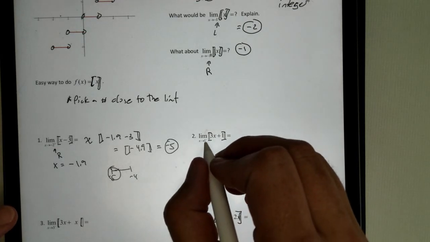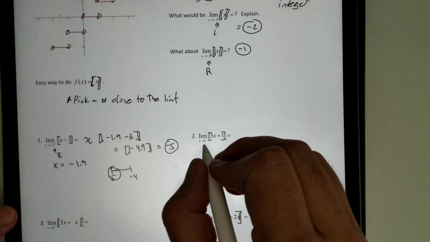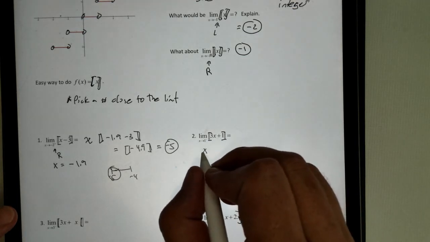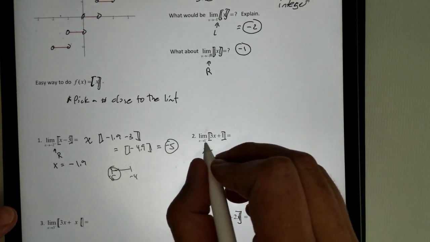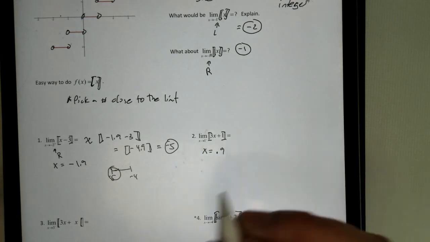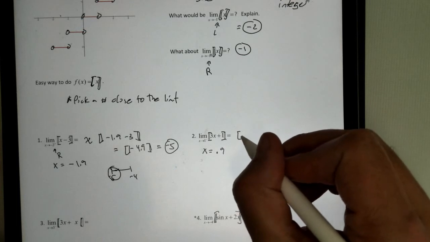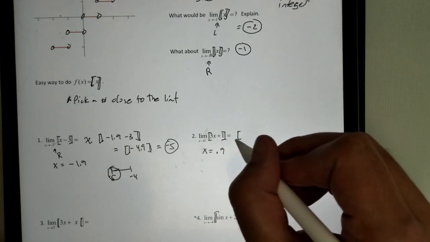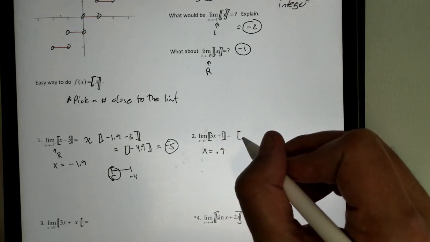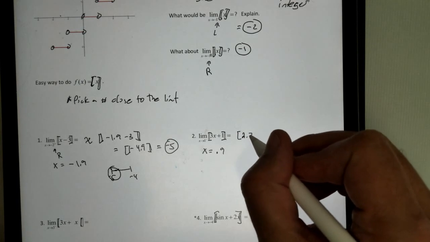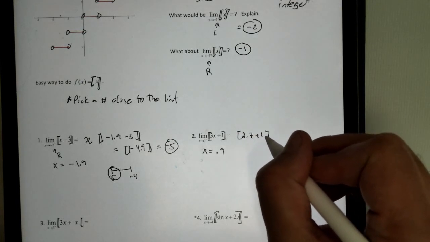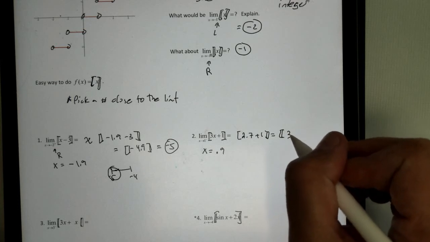What about something like right here? As x approaches 1 from the left side, what's to the left of 1? Something like 0.9. I can't go to 0 because 0 is too far. I can just simplify this: 3 times 0.9 becomes 2.7 plus 1, which is the greatest integer of 3.7.